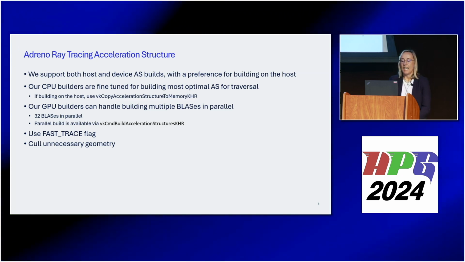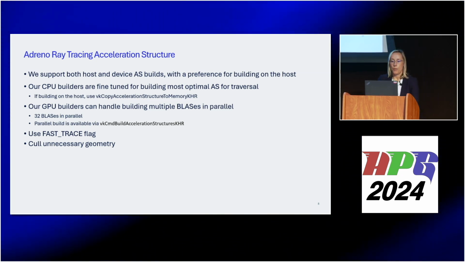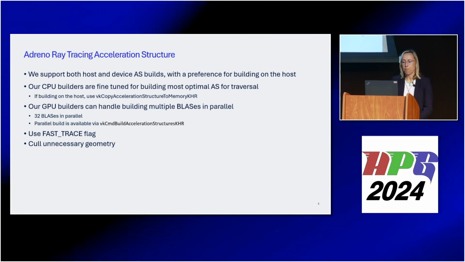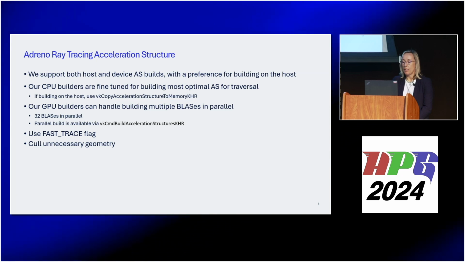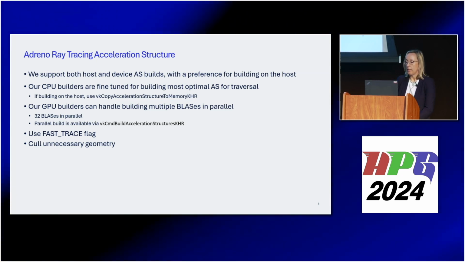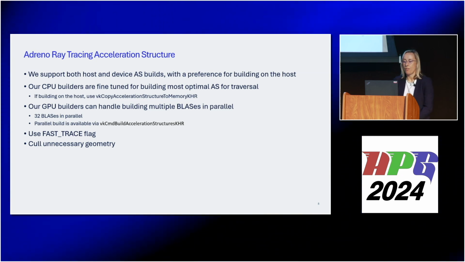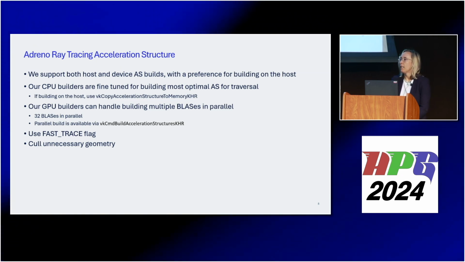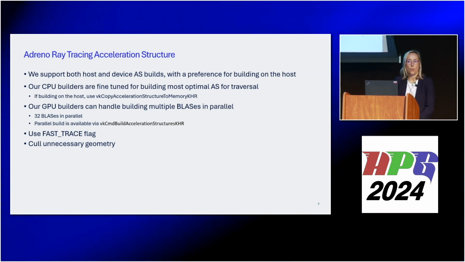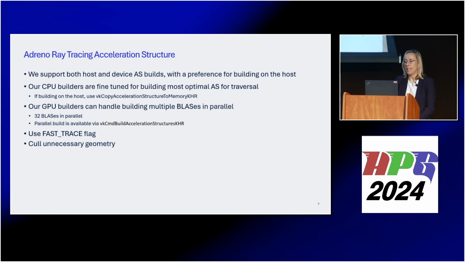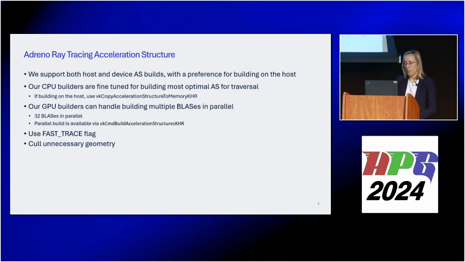Our GPU builders are capable of building multiple BLASs in parallel. About 30-ish or so we can build at one time. And you can take advantage of this capability through the build acceleration structure command in Vulkan. We also have a big preference for the fast trace flag at build time. You should always use that if you have static geometry, because again, it allows us to apply optimizations and build the most optimal BVHs.